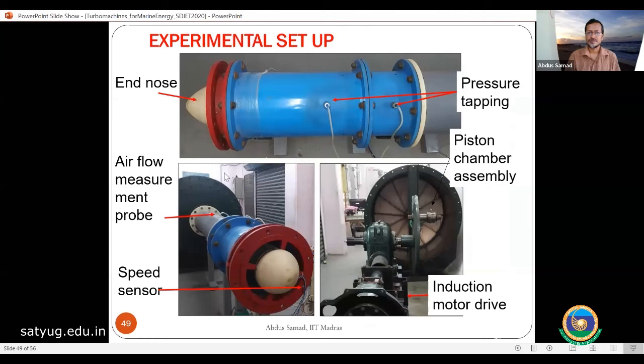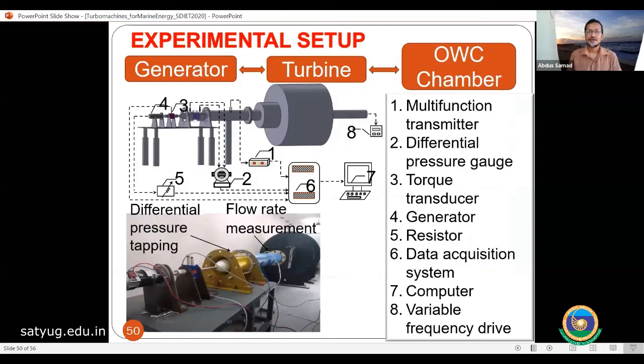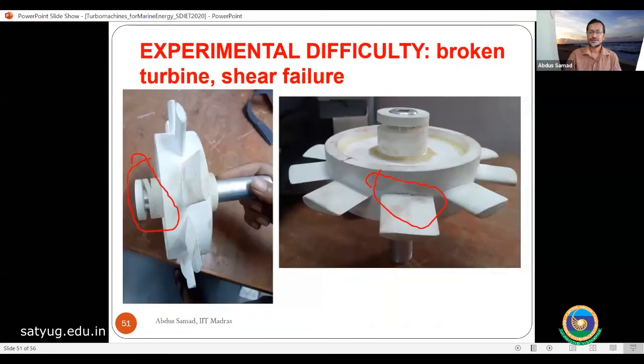So the whole thing we have done from zero. There was no lab space, and we did it. This is again a graphical presentation of our laboratory system and this wave energy system turbine. You can see here there is an annotation. The annotation is hiding something.